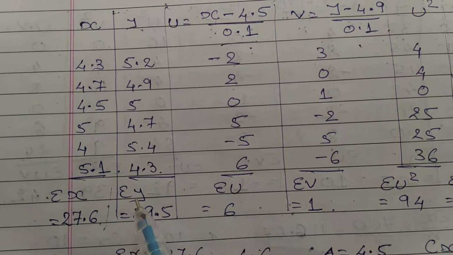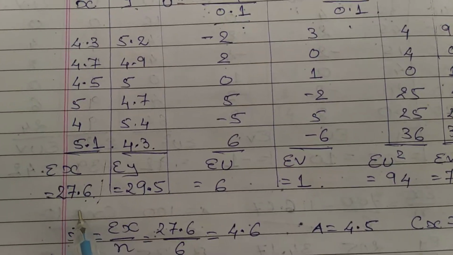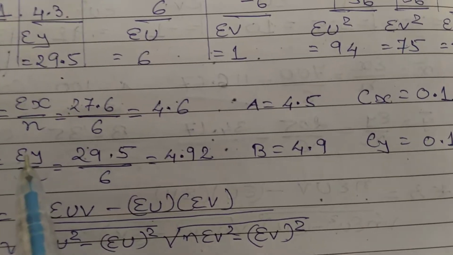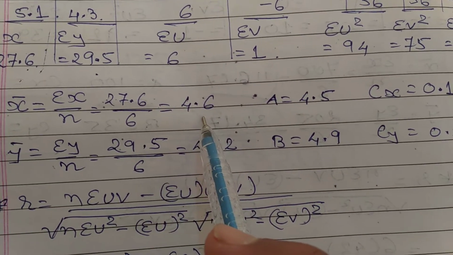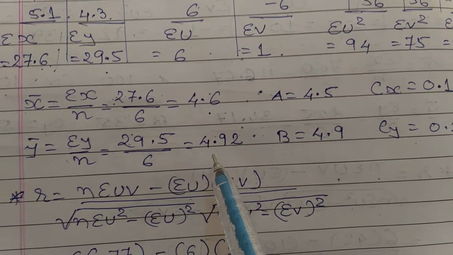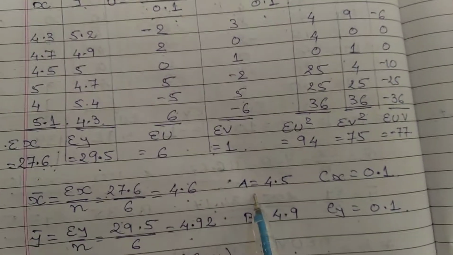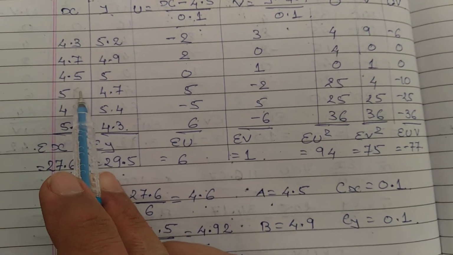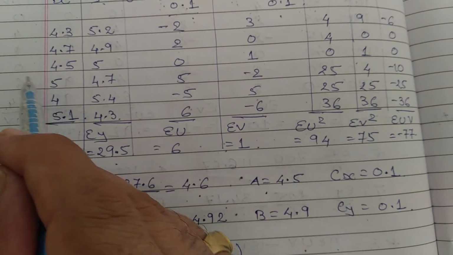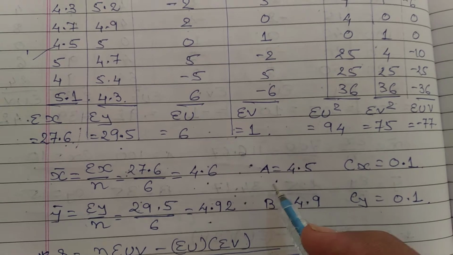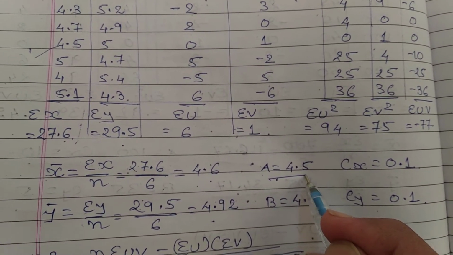X and y are given. Sigma x is 27.6, sigma y is 29.5. Find out x bar and y bar. The values come to 4.6 and 4.92 in fractions. Find out the assumed mean. One element from your x will be taken as your assumed mean. Here, that is 4.5. That's why for x, the assumed mean has been taken as 4.5.